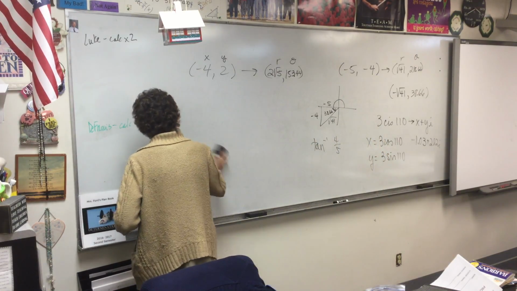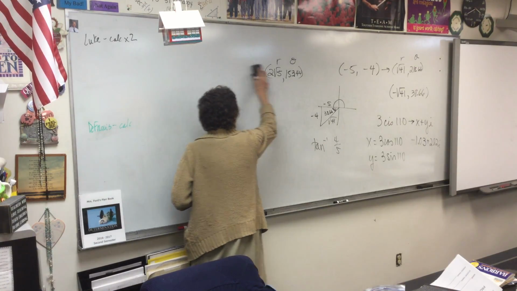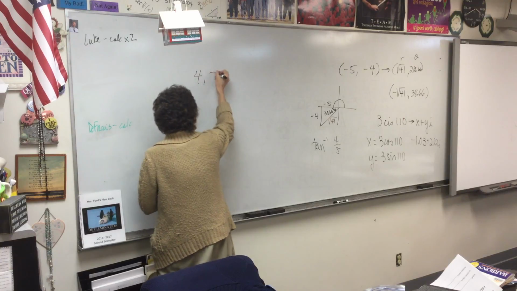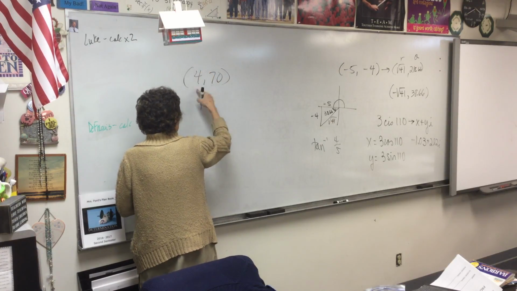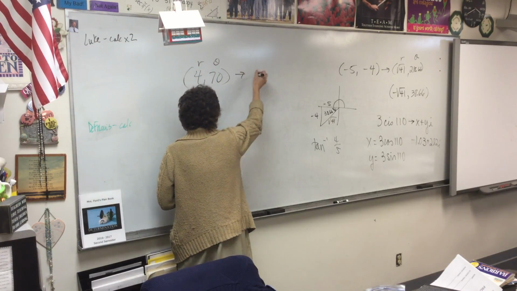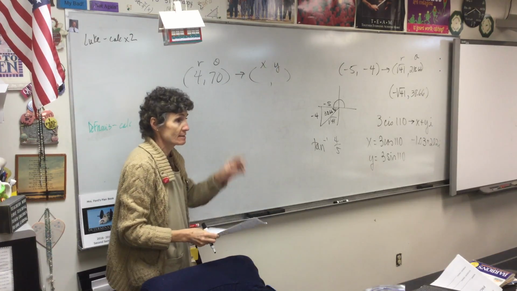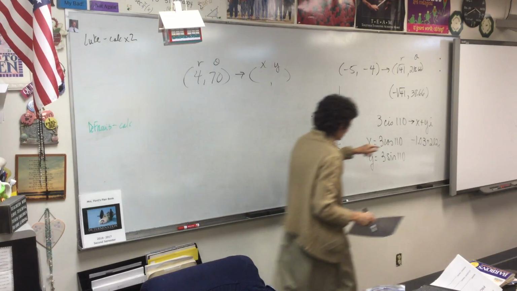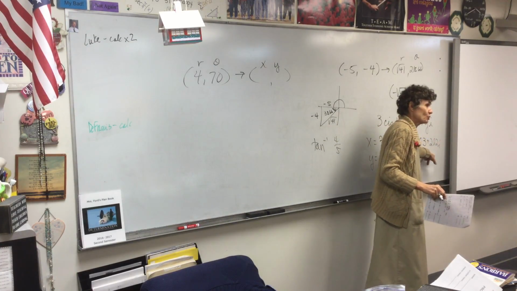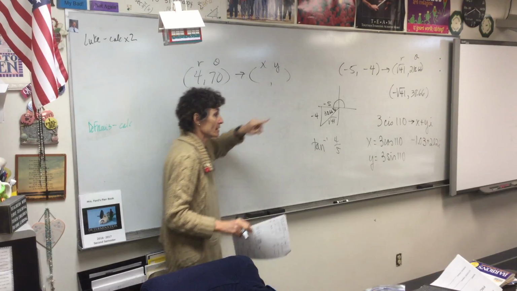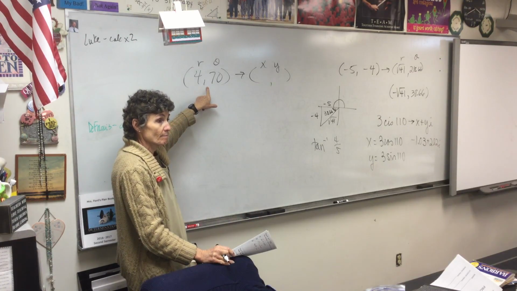Is this exactly the same problem? Yeah. Because what's 4 and 70? What are these guys? R and theta. What are we looking for? X and Y. The only difference is, this time, instead of saying negative 1 plus 2i, I'm going to just say something, comma, something, because that's the way the problem is.